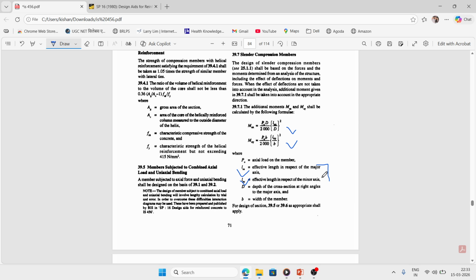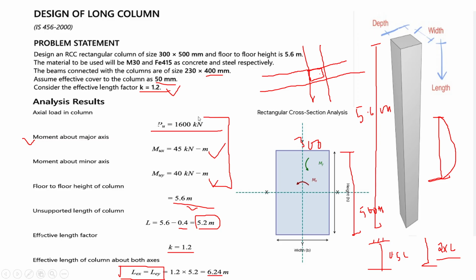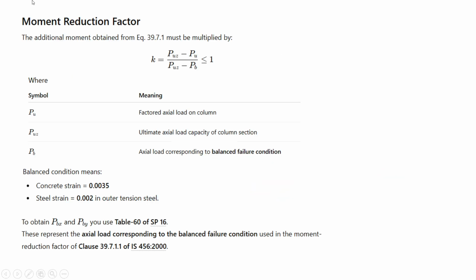We just multiply the length of the column with what? Factor 1.2. And D is what? D is the depth here, and B is the width of the member. Okay. So now again we are coming to this slide. So we just got the additional moment. Now after getting the additional moment, again you have to apply the moment reduction factor.